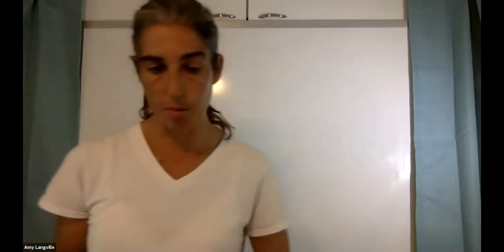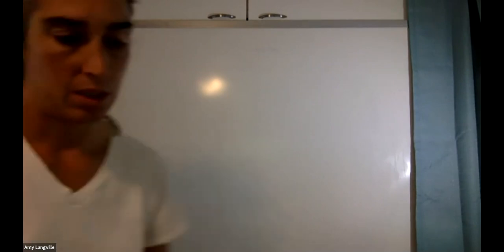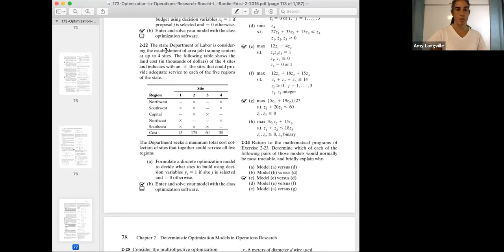Okay, so I'm actually gonna go back to a couple that we've seen before. In chapter 2, there's a problem about covering site locations. So let me share the screen for a moment and we'll look at this problem, read it together. Okay, 22 here in chapter 2, a state Department of Labor wants to establish job training centers at 4 sites. So across the state, there's 5 regions, the Northwest, Southwest, Capital, Northeast, Southeast, and they only have funds to do 4 sites.